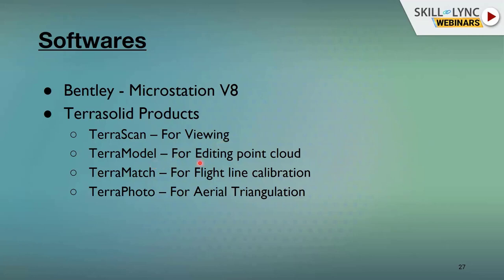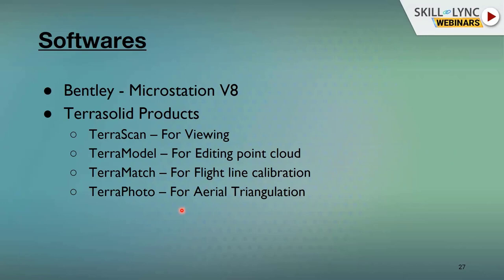And TerraModeler is for editing the point cloud data. As I said, the point cloud data has only one class, a default class. I want to classify it into different classes. Let's say I want to segregate the vegetation into low vegetation, medium vegetation, and high vegetation, and then settlements like buildings, power lines, and roads. For that, we can use the TerraModeler modules for editing the point cloud data.